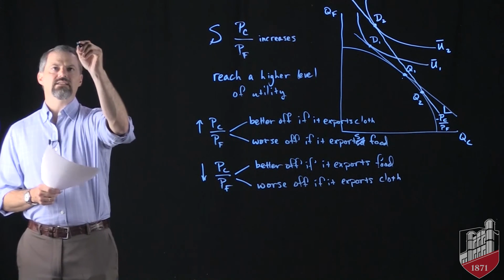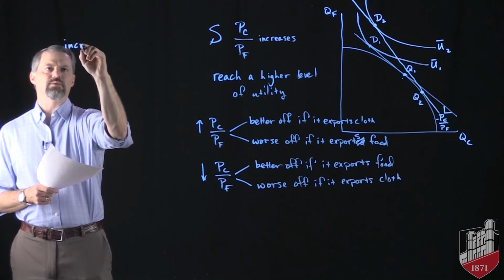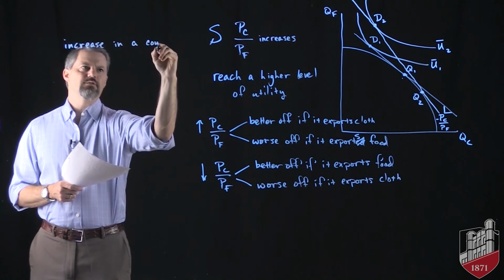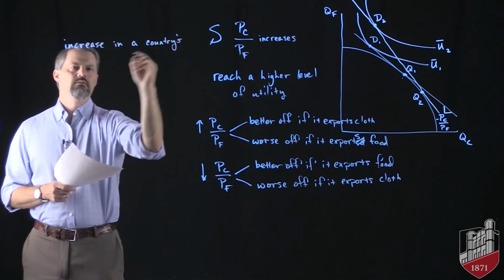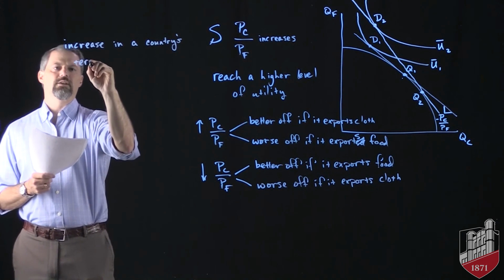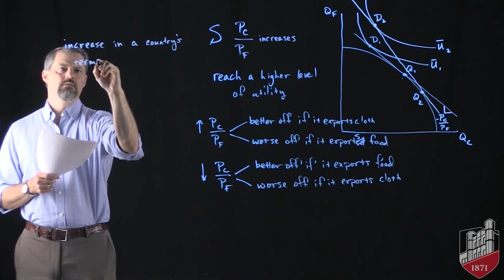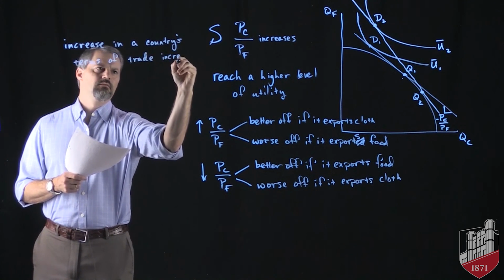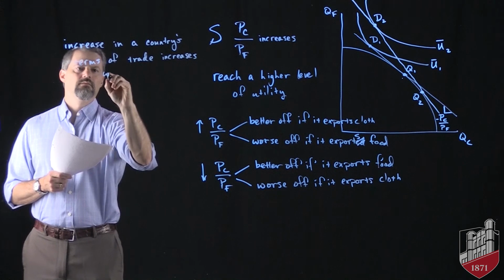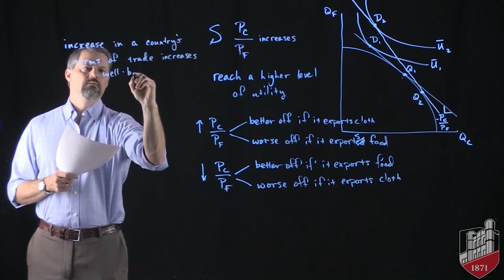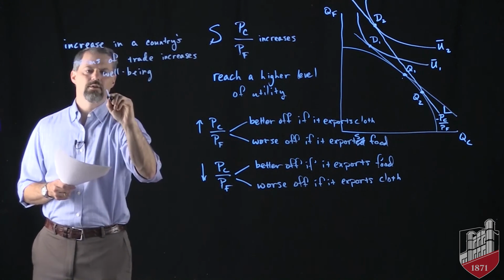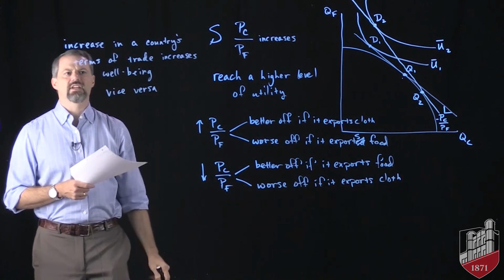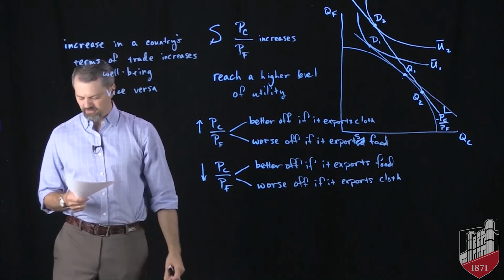So clearly, let's put the general conclusion. A rise, an increase in a country's terms of trade, increases welfare or well-being. And vice versa. A decrease in a country's terms of trade decreases its well-being.